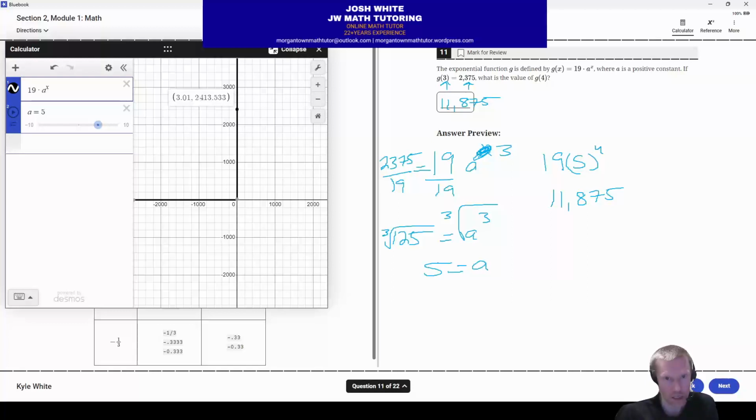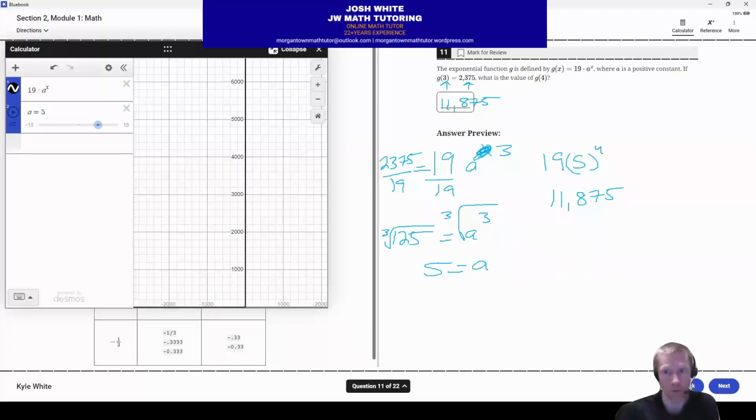Now you can see right here, okay, 3 comma 2375. And that's a specific point that's on the graph, so that would tell you that a is 5, and then you could basically just scroll up here to 4, but it's going to take a while because it's all the way up at 11,875. But that's an alternate way that you could do it using Desmos, as well, with a slider.